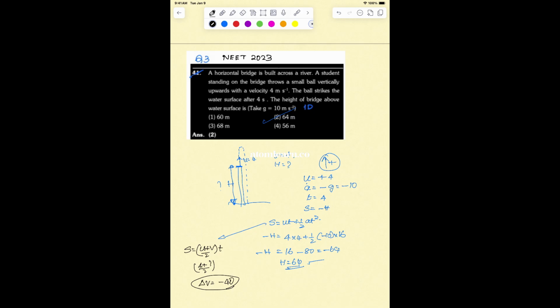Okay, I'll just repeat the mental process of how I'm going to do it. 4 seconds, each second minus 10, therefore minus 40 is the delta V. Initially it was plus 4, therefore the final value will be minus 36.